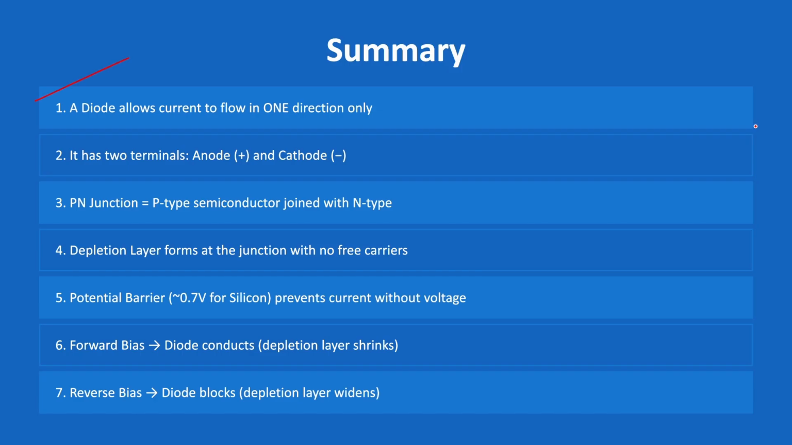So what have we discussed in this video till now? First, we discussed the definition of the diode. What is the definition of the diode? Simply, a diode allows current to flow in only one direction. It has two terminals, the anode and the cathode. The anode is positive and the cathode is negative.